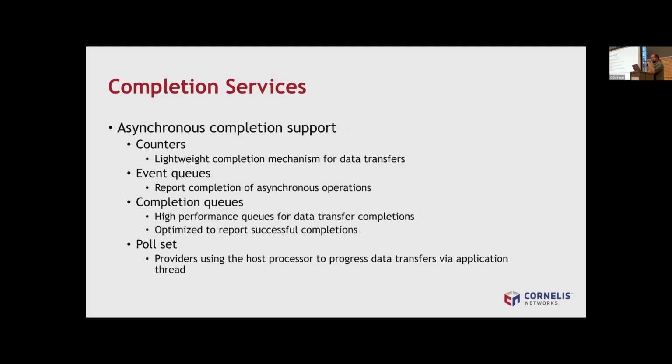LibFabric also provides completion services, right? So everything is asynchronous. LibFabric has multiple ways to do this. There's counters, which are lightweight mechanisms for data transfers. There's event queues, which are essentially just asynchronous events that have occurred. Maybe setup, teardown, that sort of stuff. There's completion queues, which are actually used for data completions. These are optimized to report successful completions, right? So these are targeted to minimize performance cost in the bad case. This is definitely meant to be your good flow that is optimized.